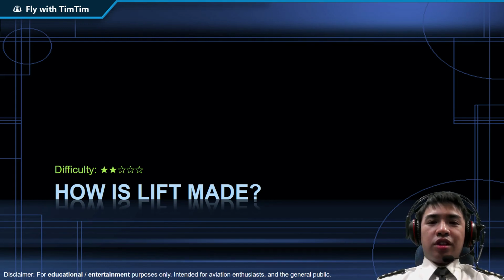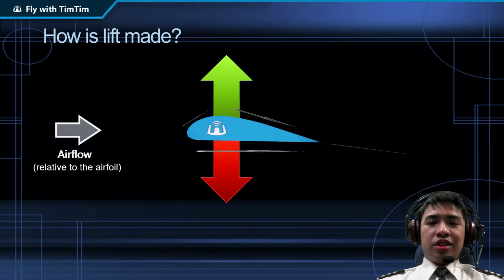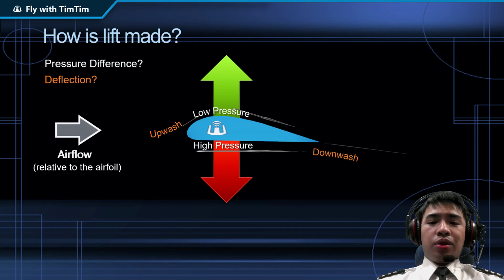Your first episode, Tim is going to talk about how lift is made. You have probably heard about some explanations based on Bernoulli's principle or Newton's third law. Both Bernoulli and Newton are correct, but their theories may be applied with inaccurate assumptions. Let's take a look.